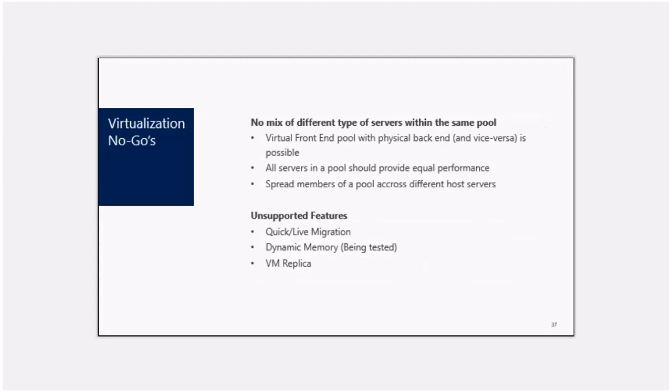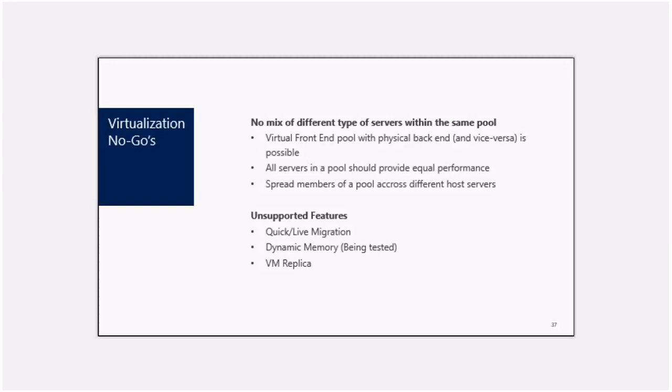And then you want to spread the members of your pool across different physical servers in the VM environment so that the loss of one physical server in your VM cloud will not affect your Lync environment because it's going to take out more than one Lync server.